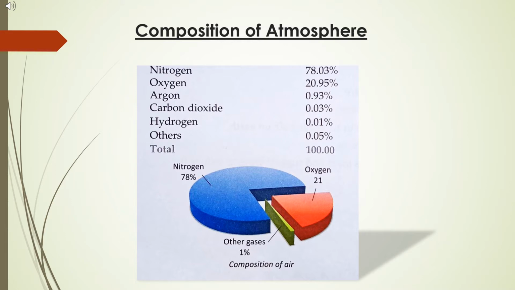78.03% of nitrogen, 20.95% of oxygen, 0.93% of argon, 0.03% of carbon dioxide, 0.01% of hydrogen, and 0.05% of other gases. Water vapor represents a small, but significant constituent of the atmosphere.